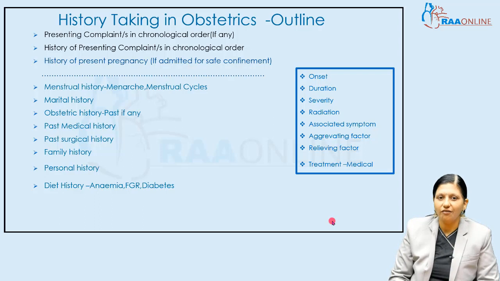Now, in the history of present pregnancy, you should also ask if there are any ailments, the onset, duration of the ailment, severity, radiation exposure of the patient, if there are any associated symptoms, aggravating factors, relieving factors, and any earlier treatment taken, medical or surgical.